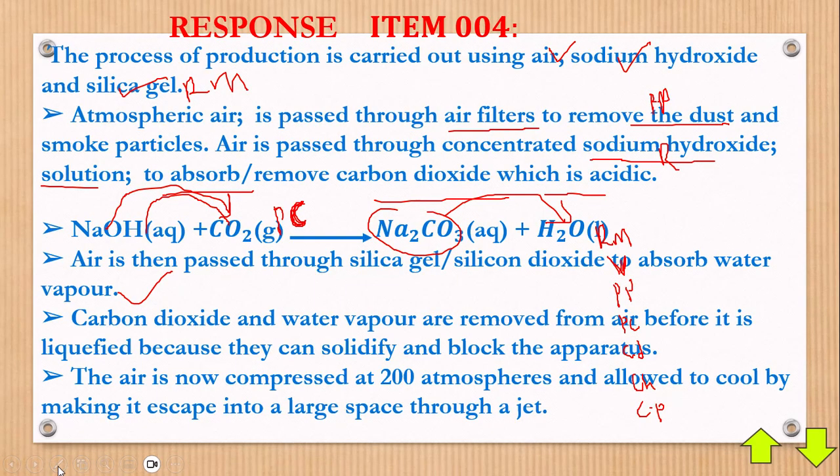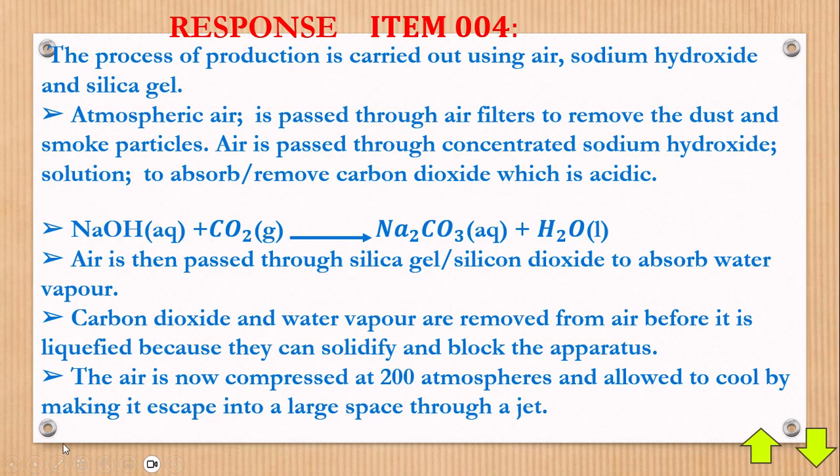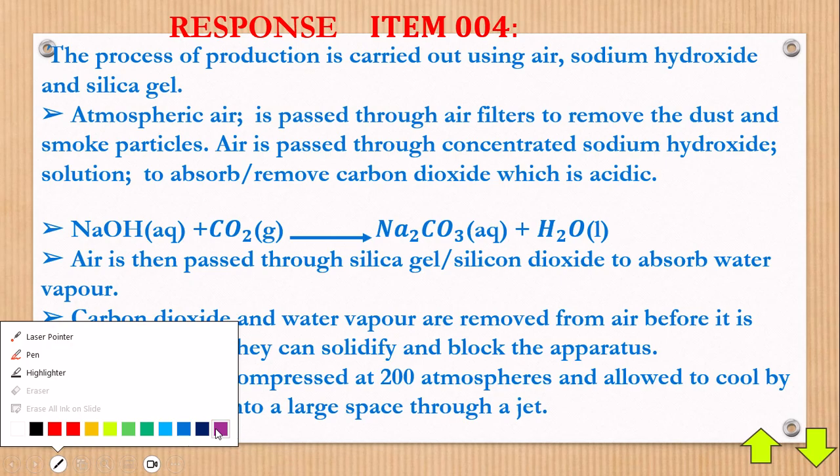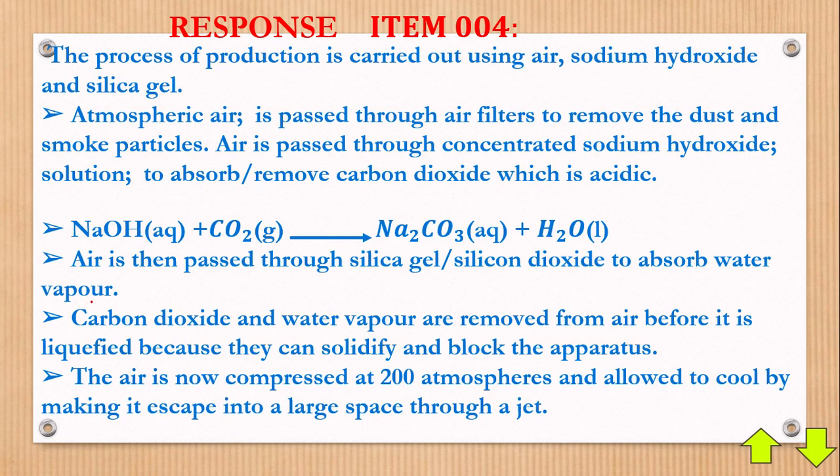Okay, so you're still explaining here. I've explained almost everything. So realize that air is then passed through the silica gel or silicon dioxide to absorb water vapor. I've explained that. Carbon dioxide and water vapor are removed from the air before it is liquefied. We must first remove them before it is liquefied, because they can solidify and block the apparatus.